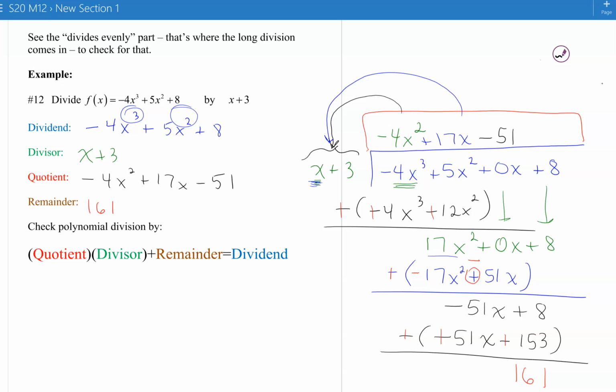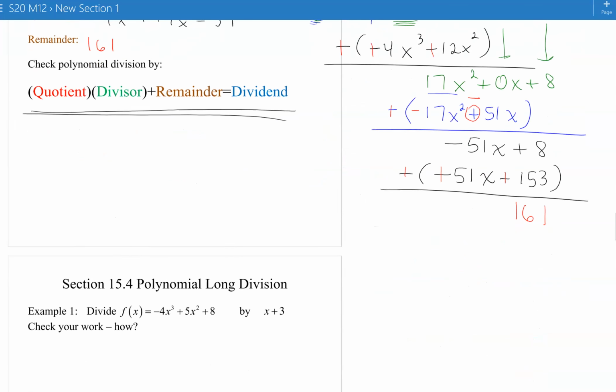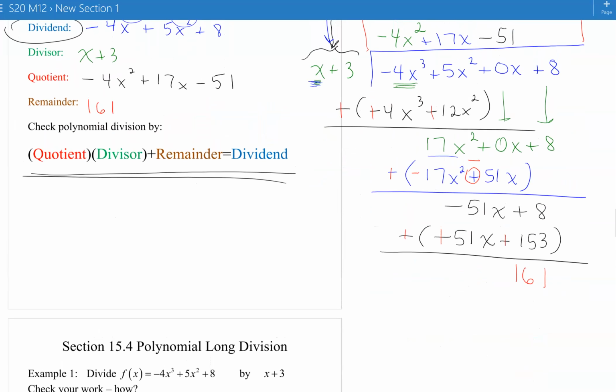So you can check polynomial division by finding the quotient times the divisor plus the remainder and make sure that it gives you your dividend. So let's do that for this example. We're going to multiply our quotient of negative 4x squared plus 17x minus 51 times our divisor of x plus 3 and add our remainder and see how we did.